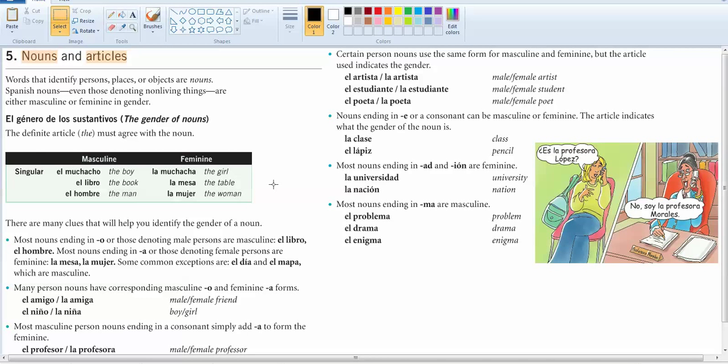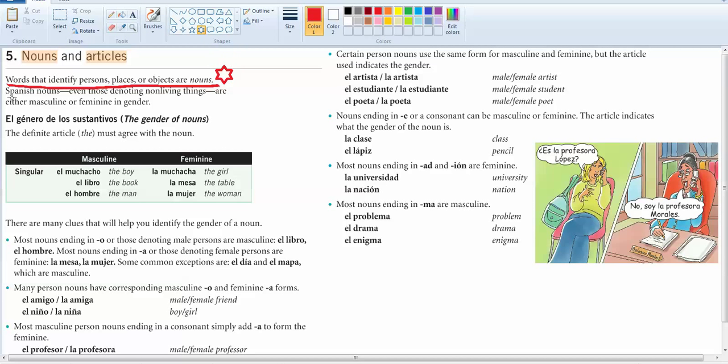Okay, so I'm going to go ahead and talk to you about nouns and articles. Nouns and articles: words that identify persons, places, or objects are nouns. So let's just go ahead and underline that. Words that identify persons, places, or objects are nouns.